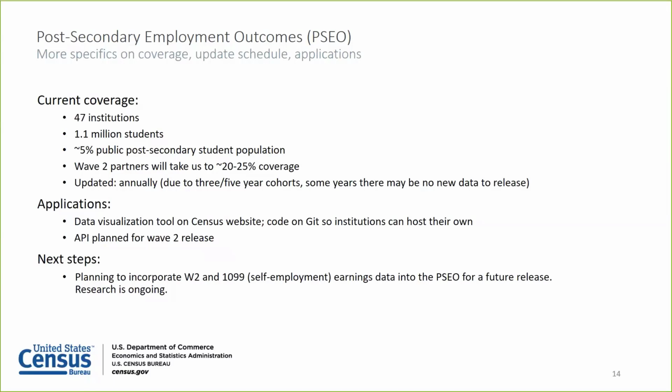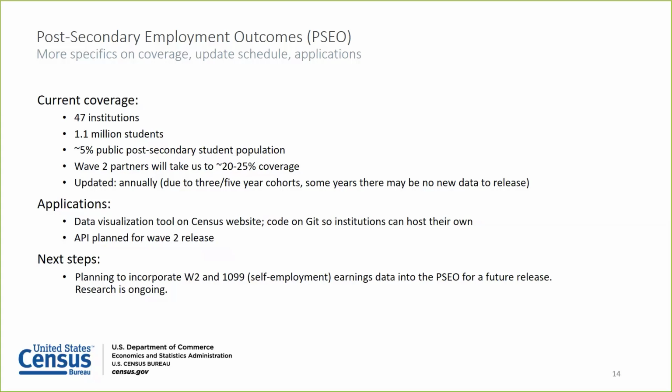The current coverage is only 47 institutions, but that's still 1.1 million students. If we expand in wave 2, it'll take us up to about 25% coverage of the entire U.S. degree receiving population starting in 2001, which is pretty big. And it's updated effectively annually. There's 1 out of every 5 years where there would not be an update just because of how the cohorts are constructed.